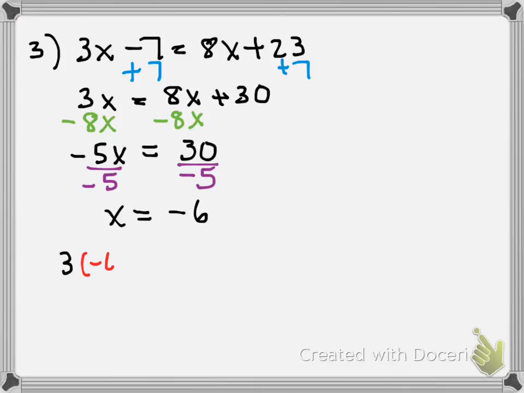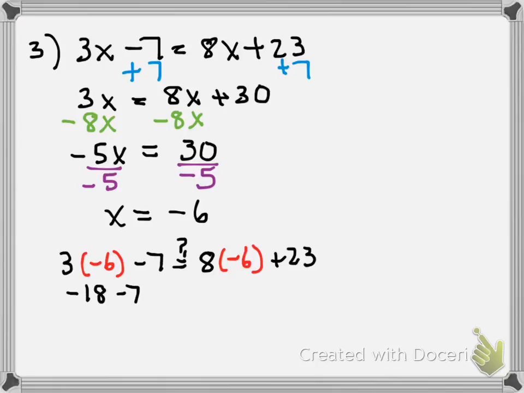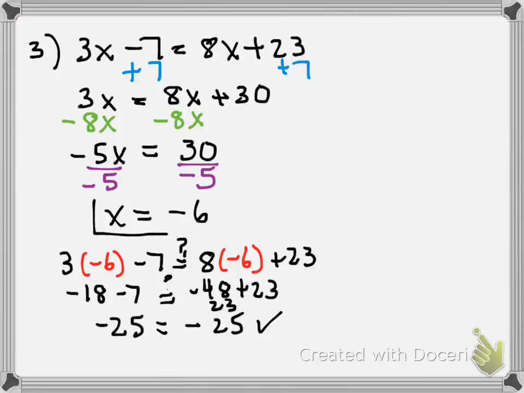So I'm going to go ahead and test this out and see if I did it right. So I have 3 times negative 6, that minus 7. And does that actually equal 8 times the negative 6 plus 23? So I get negative 18 minus 7, and I want to know if that's going to be equal to negative 48 plus 23. On the left, the signs are the same, so I add. I get negative 25. On the right, the signs are different, so I subtract, bigger number's negative. When I subtract, I get negative 25. Since negative 25 equals negative 25, that's true. That verifies that x equals negative 6.